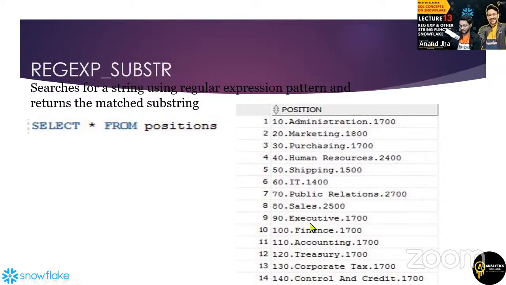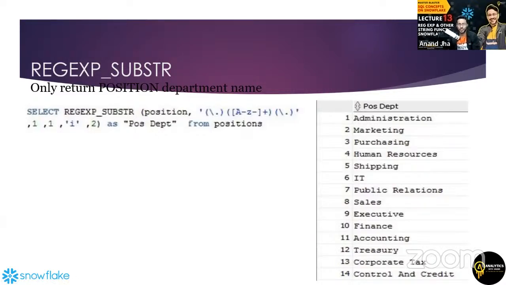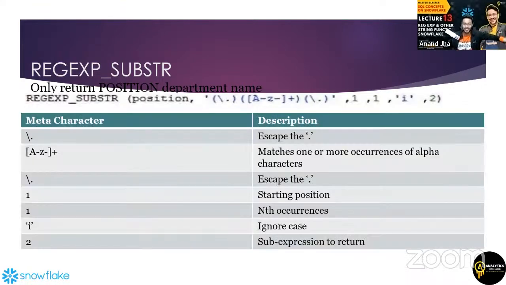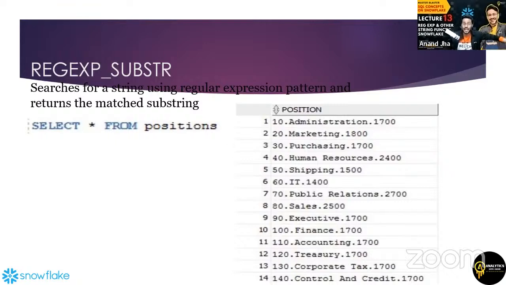So see this. Substring. Position, comma, what I'm treating, A to Z, right? And the plus sign I'm taking. Can you understand this? Tell me if you can understand this or not. Position department from position. See this, only return position department name. I know my position department name is after the position number, we can say 10, 20, 30. After that, I'm doing it in the position department name. I need administration, marketing, purchasing, human resource, shipping, IT, and all those things.